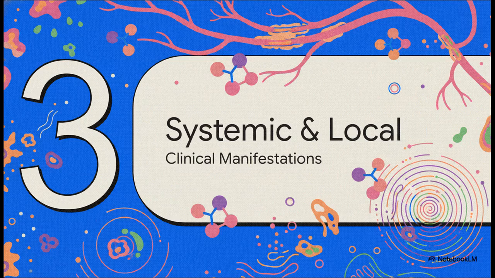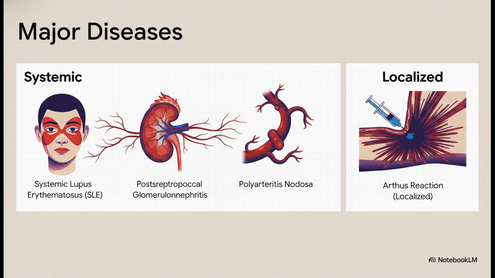Let's zoom out a bit for section 3, systemic and local diseases. The clinical manifestations we see are generally divided into systemic and localized reactions. On the systemic side, where complexes travel widely throughout the blood, we see classic diseases like systemic lupus erythematosus. That's where autoantibodies form complexes that deposit in the kidneys, the joints, and the skin, giving you that classic malar rash. We also see post-streptococcal glomerulonephritis, where complexes form after a strep infection and absolutely hammer the kidneys, causing edema and hypertension.